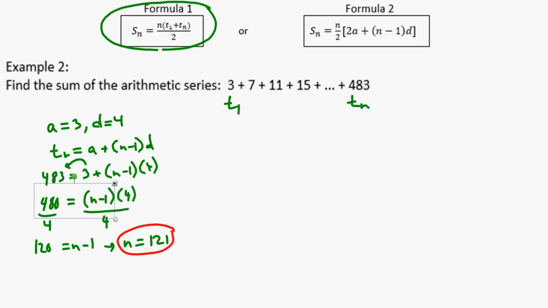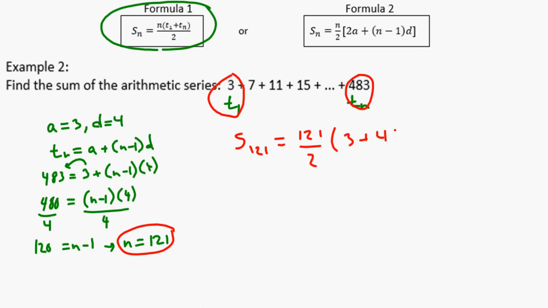So there's my formula. There's my n. I have my T1. And I have my Tn. So here we go. Formula looks like this. So I'm going to have S of 121 is equal to 121 divided by 2, bracket 3 plus 483. Put that in my calculator.